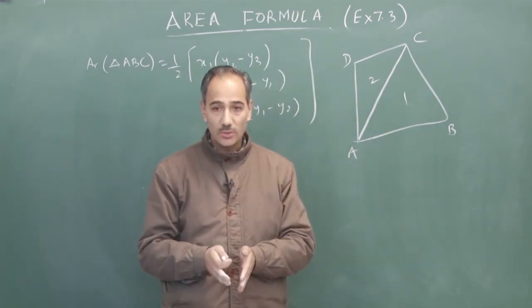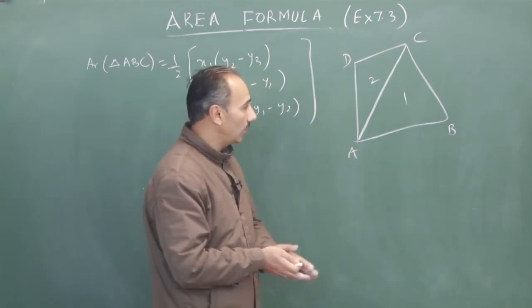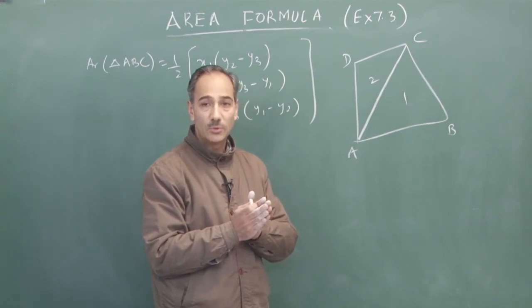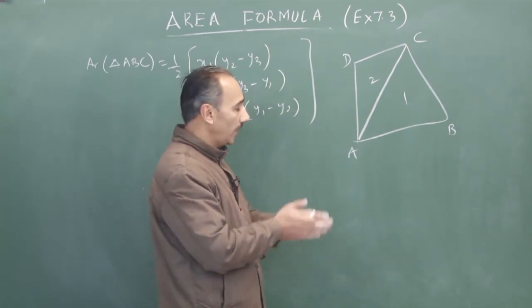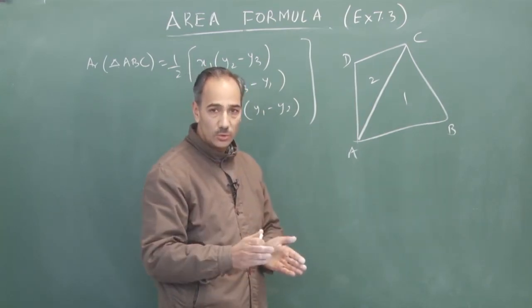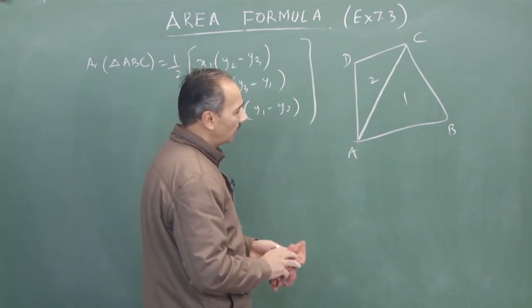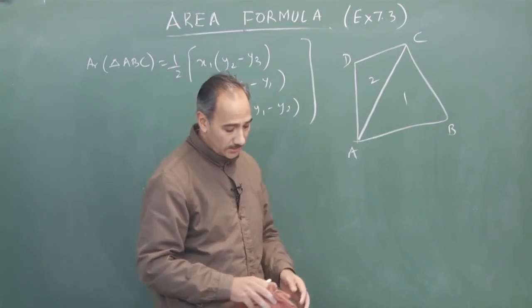But with the column method I taught you, you don't have to find the area of the two triangles and then sum them up. No, you find the area of the quadrilateral in one go. So we'll be using the same format, the column method, for finding the area of a quadrilateral.